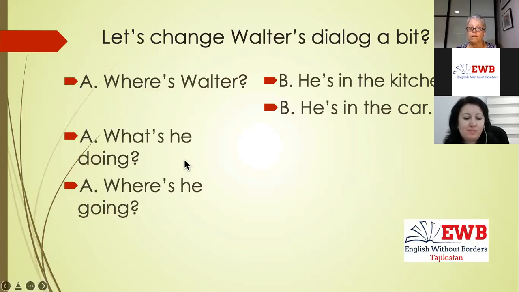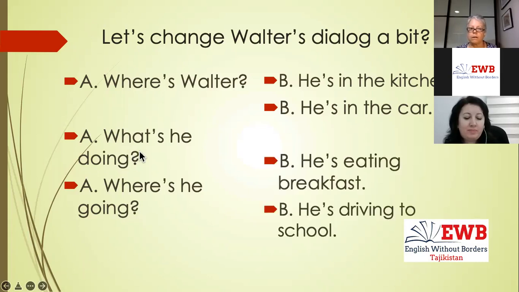If your B speaker says he's in the car, then this is the correct next question. Well, you could also say this too, but probably not. And he's eating breakfast would be the answer to this, What's he doing? But now as I'm speaking to you, I realize it could also be the answer to this, or the question for this. But you get the idea. If you add more information, it becomes more complex and the students need to listen.